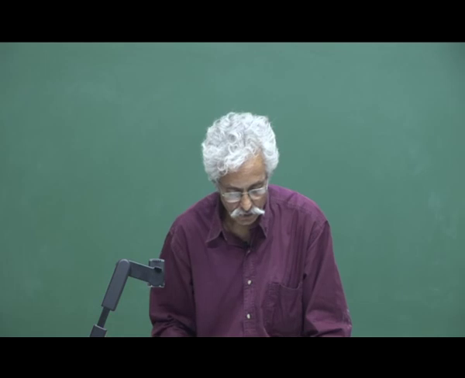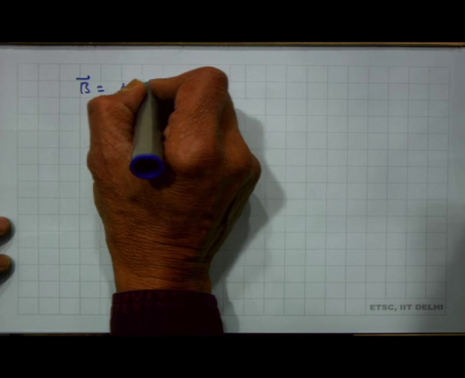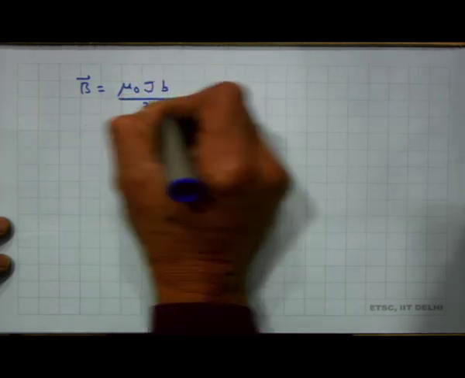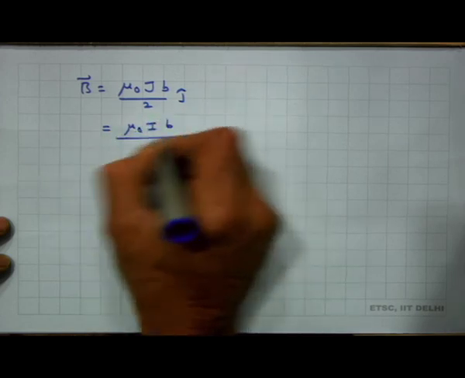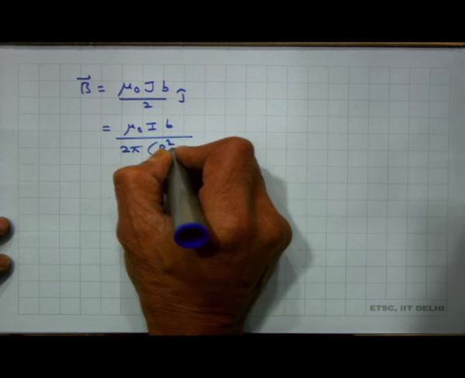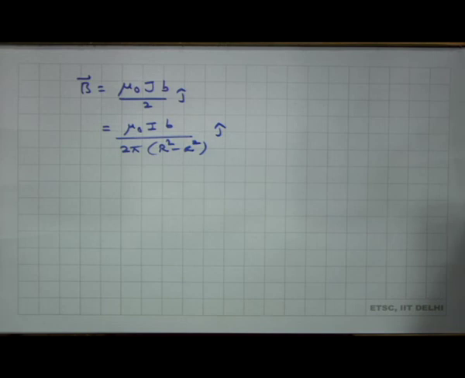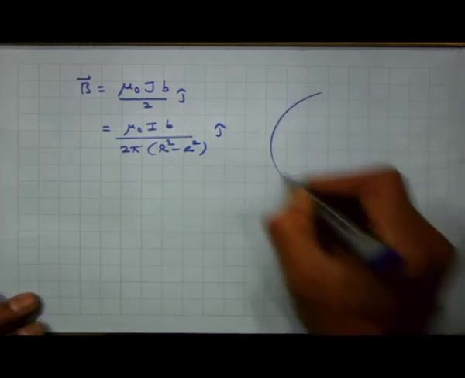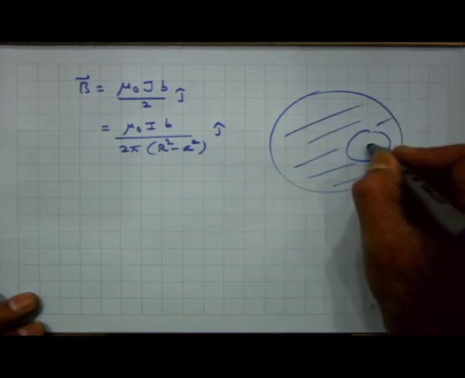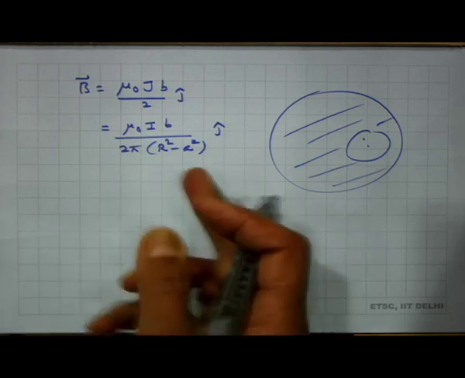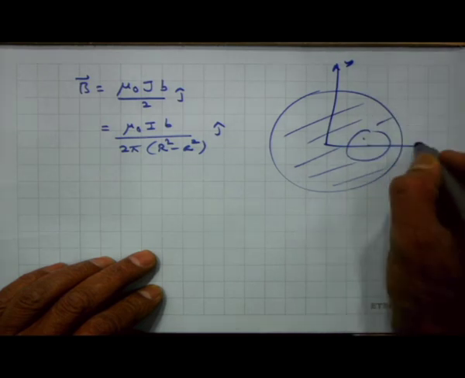So, I get a very interesting expression that B is equal to mu naught j b by 2 j cap, which if I write in terms of current, mu naught I b by 2 pi times R square minus a square, j cap. So, that is the magnetic field produced by the conductor, and there is a hole here and inside the hole. So, the conductor is carrying current like this, that is a hole. So, the magnetic field inside at any point is given by this, and as you can see here it is a constant all along the y direction. So, this y is defined here.